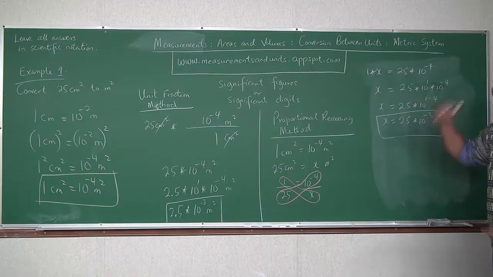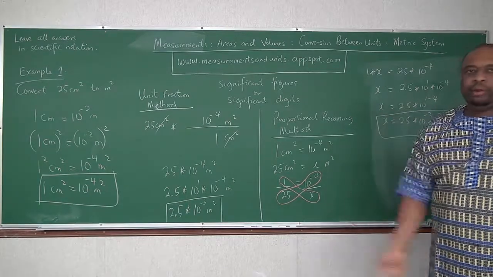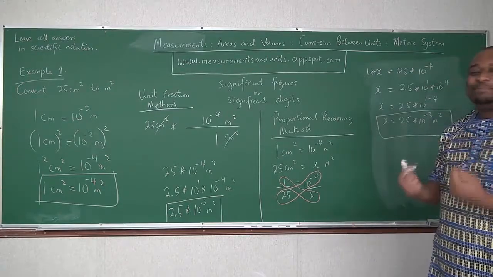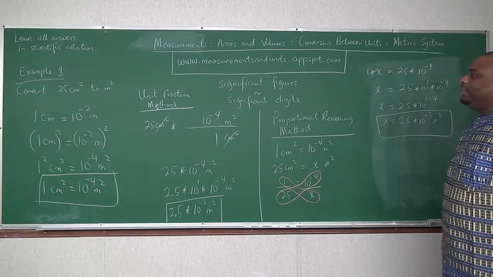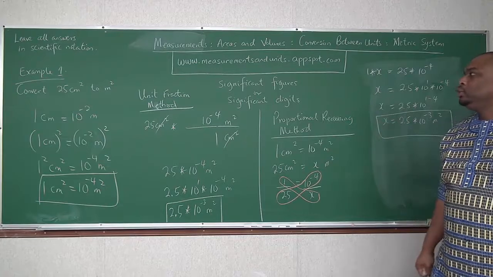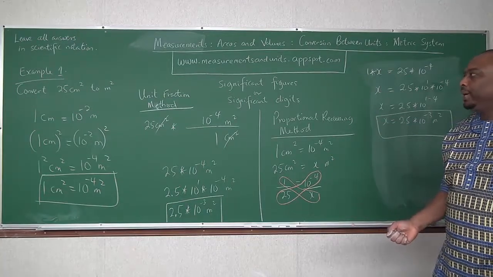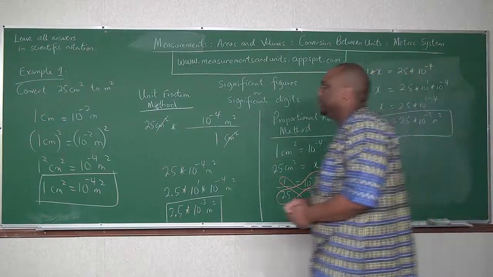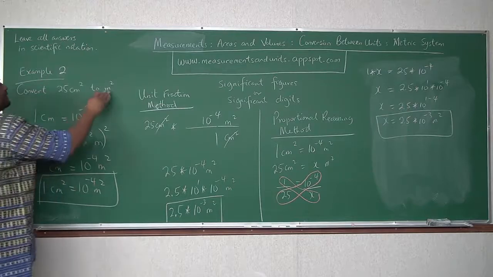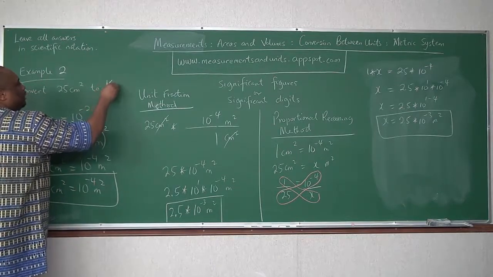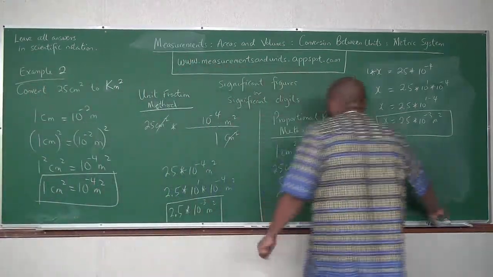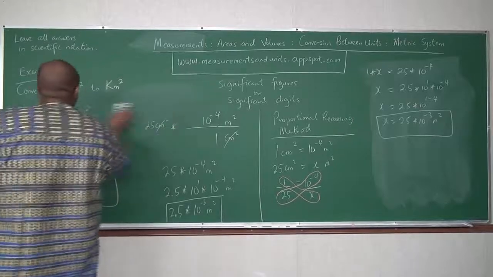Okay, but for the other examples, I will use unit fraction method because that is what I prefer. Alright, now what if they ask you to convert 25 centimeters squared to kilometers squared? So let's call this example 2. Example 2, convert 25 centimeters squared to kilometer squared. How would you do that?